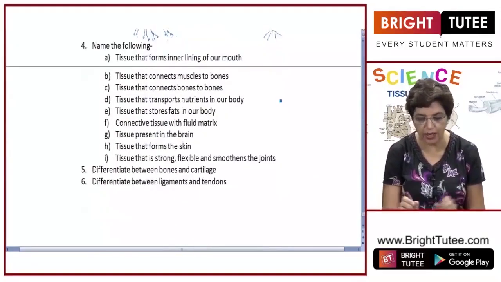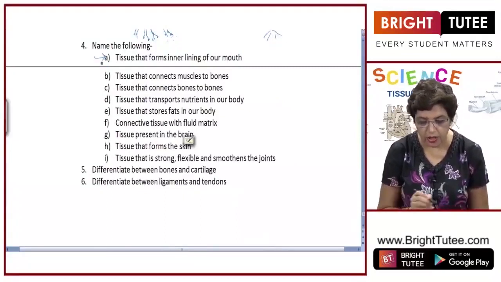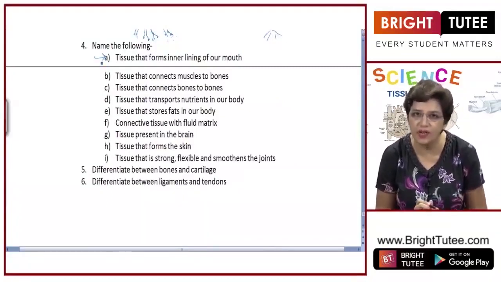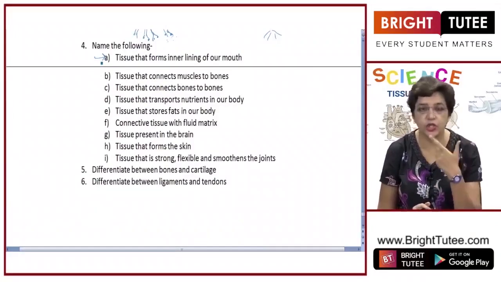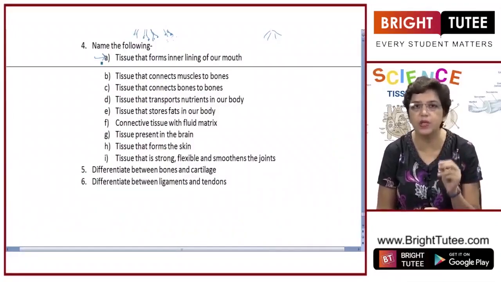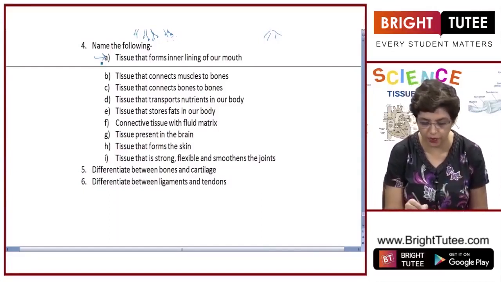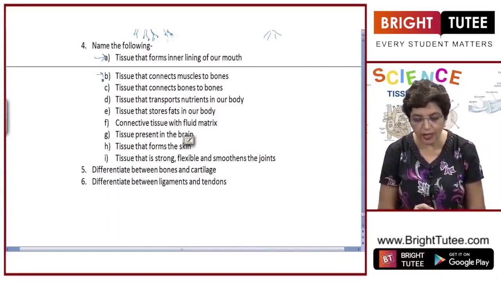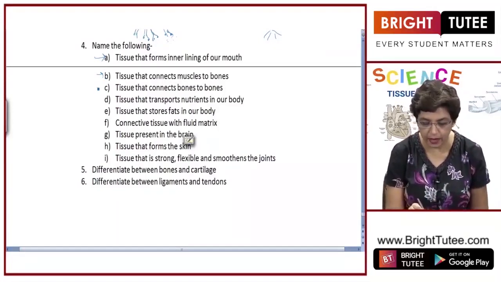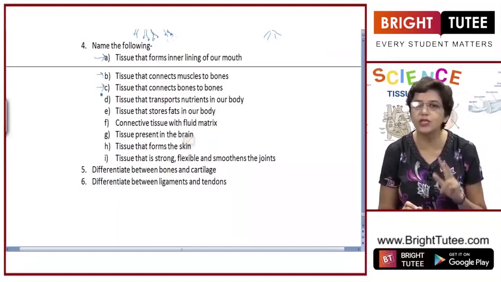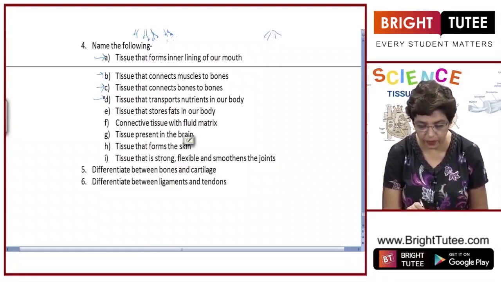Next question, name the following. First, the tissue that forms the inner lining of our mouth. I hope by now you know the tissue that forms the inner lining, which is very delicate. It is formed by simple squamous epithelial tissue. Next question, tissue that connects muscles to bones. These are tendons. Third, tissue that connects bones to bones, that is ligaments.